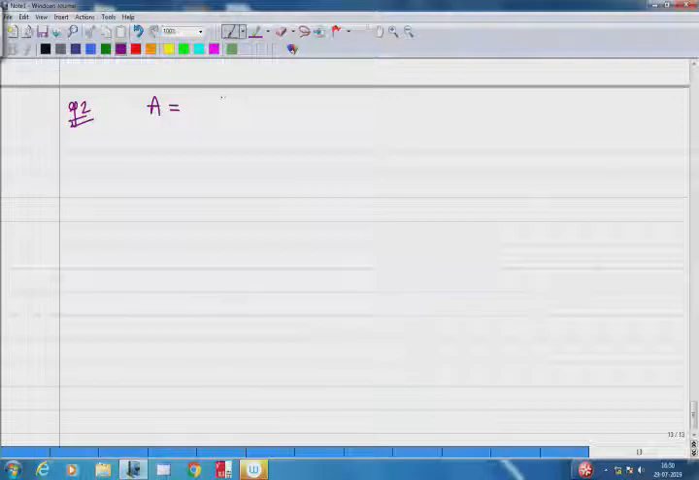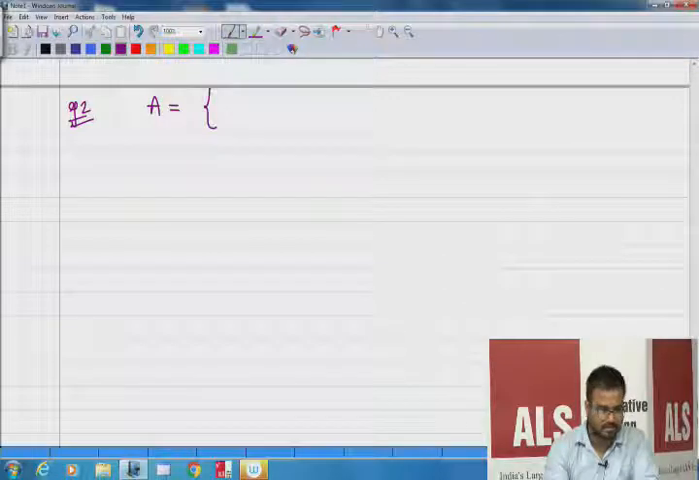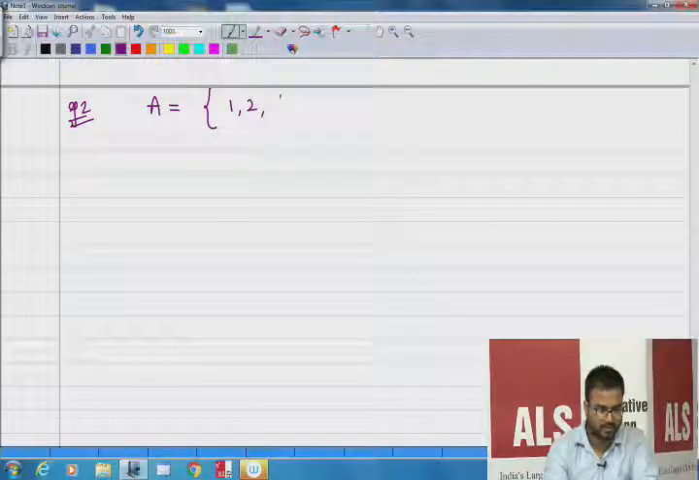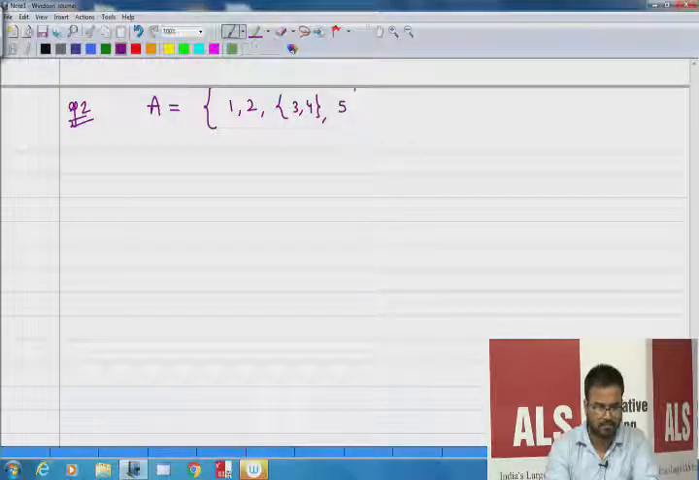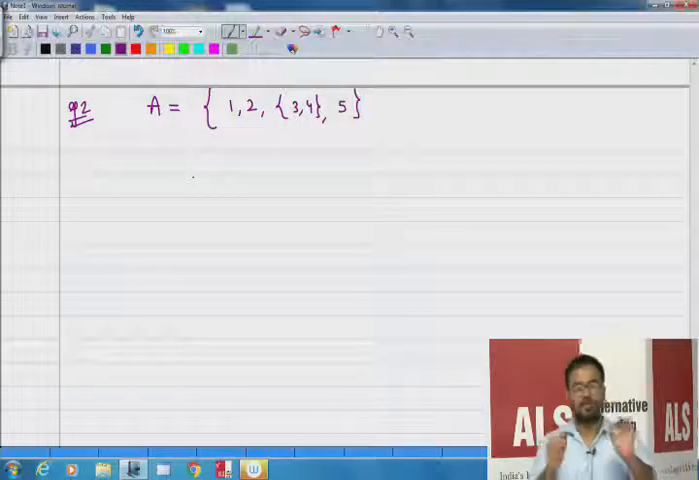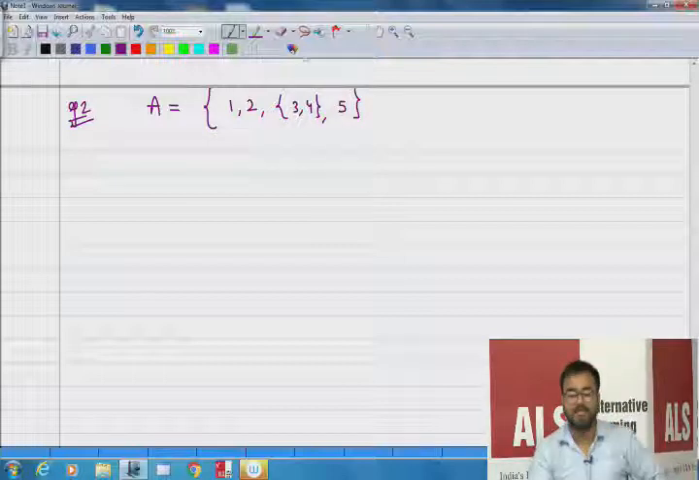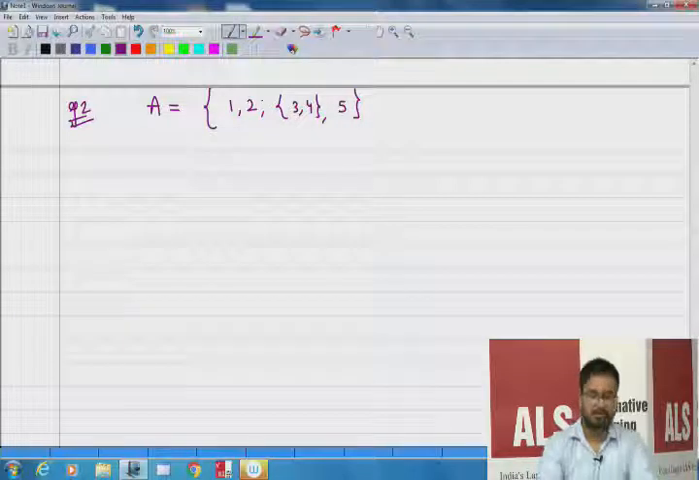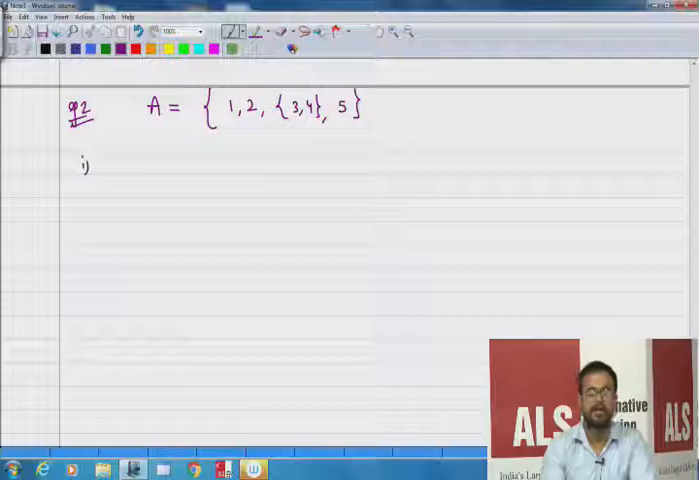If A is a set given like this, here the set A written means what are the elements? So elements of A are 1, 2, this 3, 4 in the parenthesis, this is a complete element, and 5 is an element. Okay, let's start with the questions, then you will get an idea and you have to write true or false, okay?